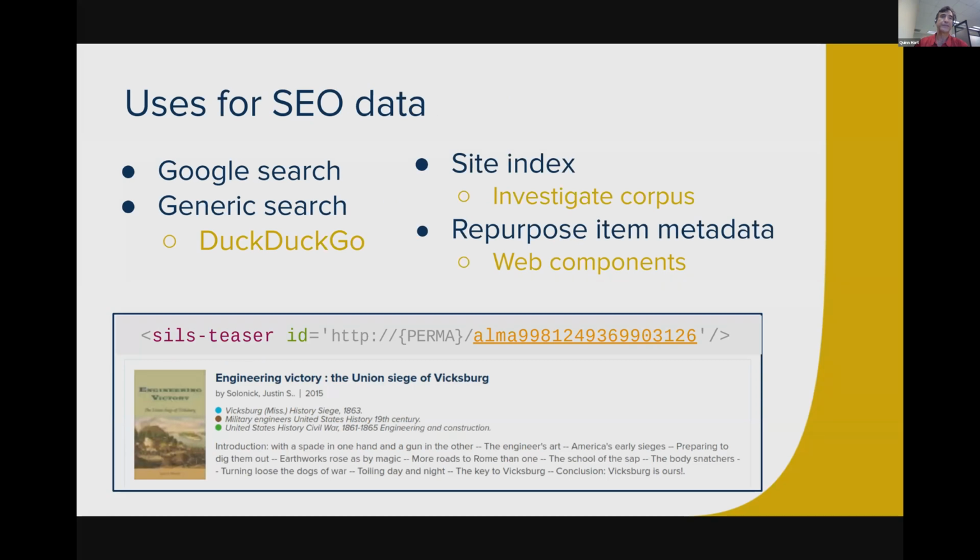But there's other reasons to have SEO as well. So we talked a lot about Google search, but you might be more interested in more generic searches like DuckDuckGo or something that's an anonymous style search that you want to make sure that you're supporting well. And there's other aspects even outside of search that you might want to use this for.